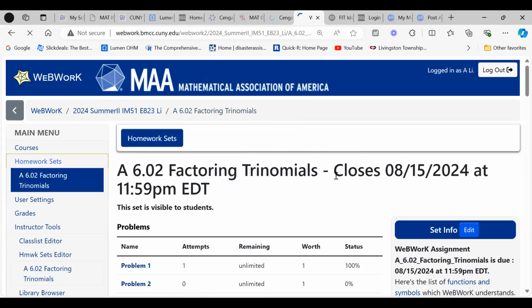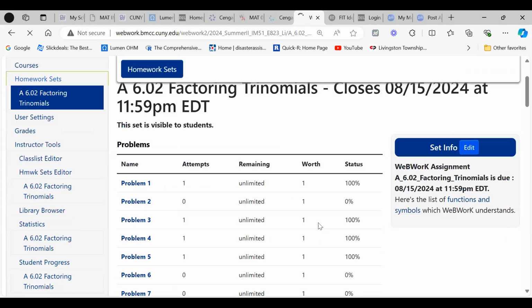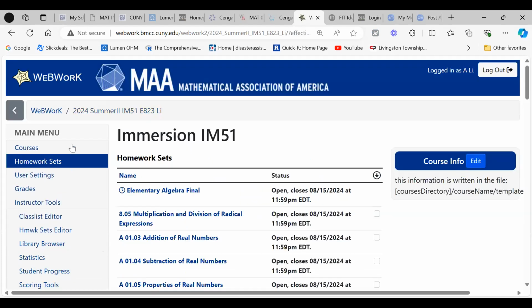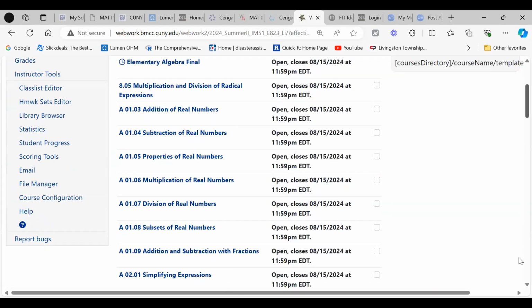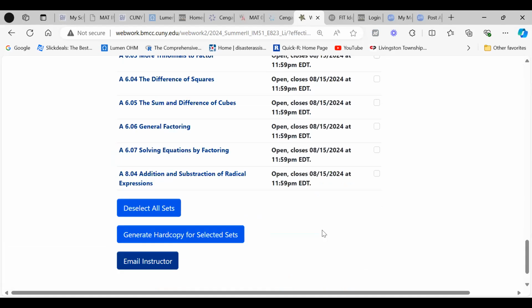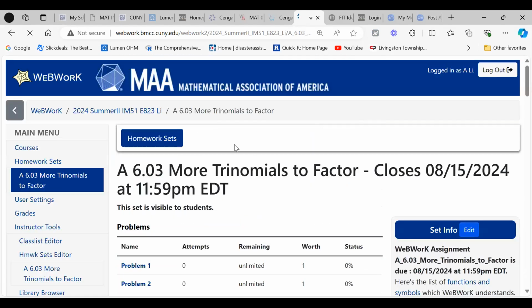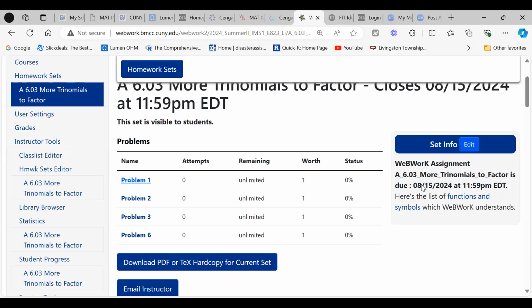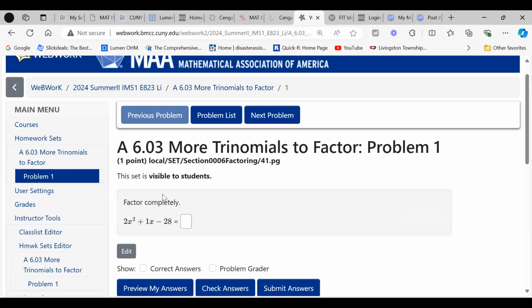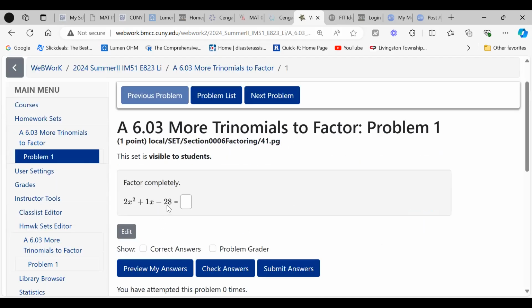Move on to 6.3. Let's look at a little more sophisticated ones, meaning when the leading coefficient is not 1. More trinomial factoring. Start with question 1, right? Let's say we have 2x squared plus 1x minus 28. I'm going to do one of these, and you try another one in a second.